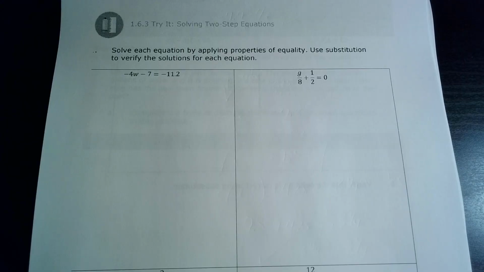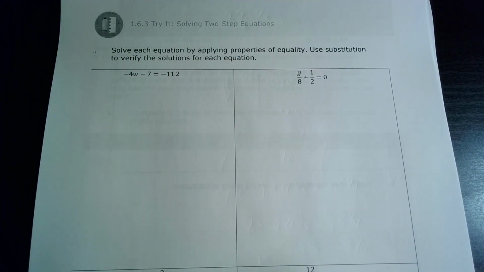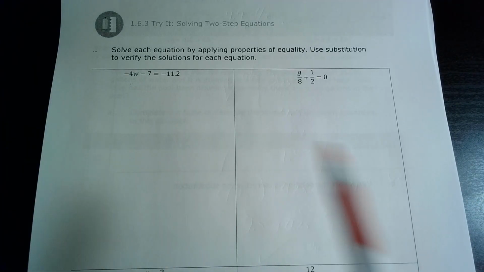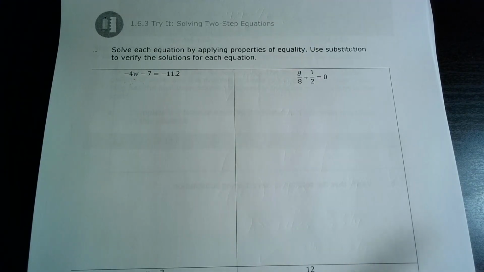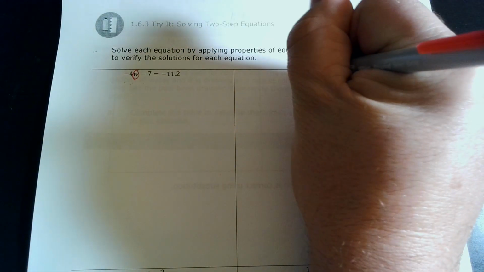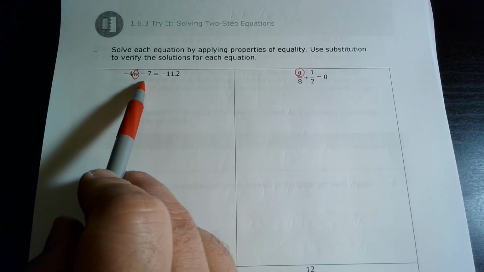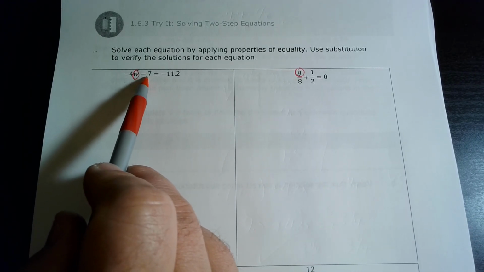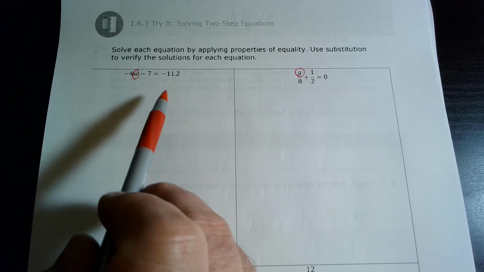So let's solve each equation using the properties of equality. And so let's go over here. So negative 4w minus 7 equals negative 11.2. So we want this guy by itself. I'm going to circle the variables. First thing I do is I start with the number that's by itself. So not the coefficient with the variable, just this guy.